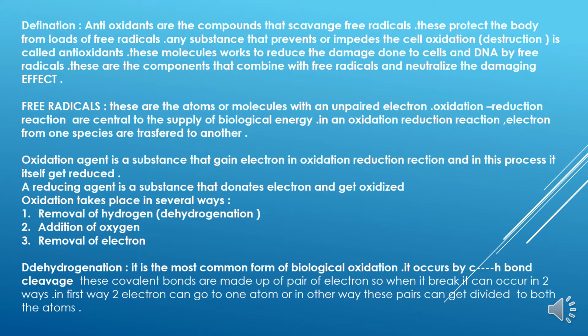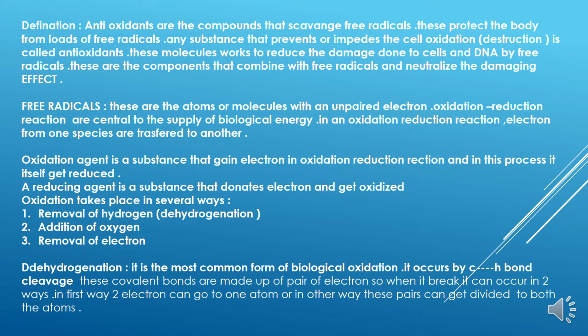Oxidation takes place in several ways. First, removal of hydrogen, and that is called dehydrogenation. Second, addition of oxygen, and third, removal of electron. Dehydrogenation is the most common form of biological oxidation. It occurs by C-H bond cleavage. This covalent bond is made up of a pair of electrons.